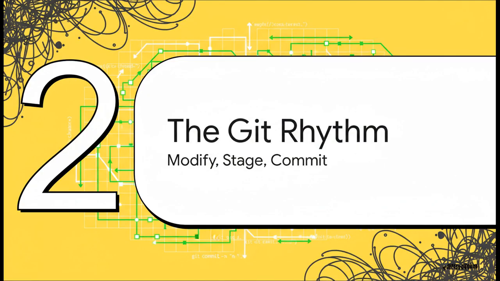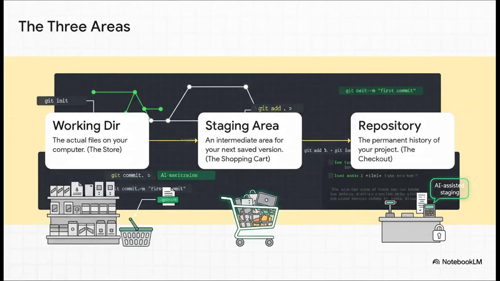Okay, enough of the chaos. Let's talk about the elegant solution. And the beauty of Git is that it's not some super complicated, rigid system you have to follow. No, at its core, it's a simple, repeatable rhythm, a 3-step dance that, once you learn it, will completely change how you work.